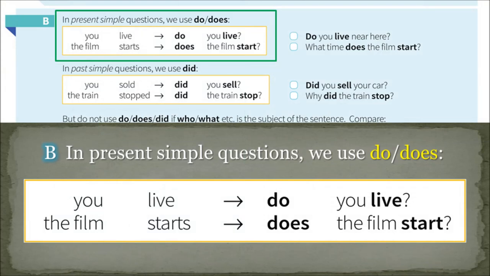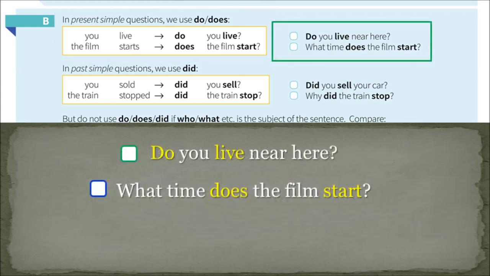B. In present simple questions, we use do, does. You live. Do you live? The film starts. Does the film start? Do you live near here? What time does the film start?